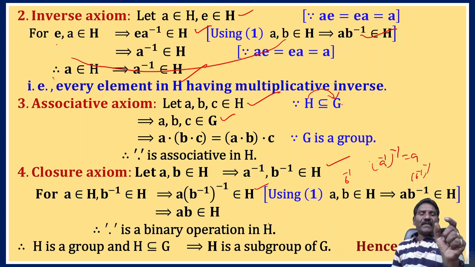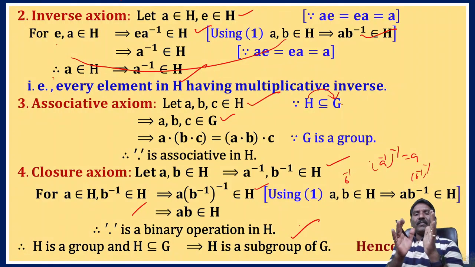Clearly, H satisfies 4 conditions: closure, associative, identity and inverse. Therefore, H is a group and H is a subset of G, given condition. H is a subset of G and H is a group, so H is a subgroup of G. It's a very, very important theorem. H is a subgroup if and only if a, b belongs to H gives ab inverse belongs to H. Hence proved.